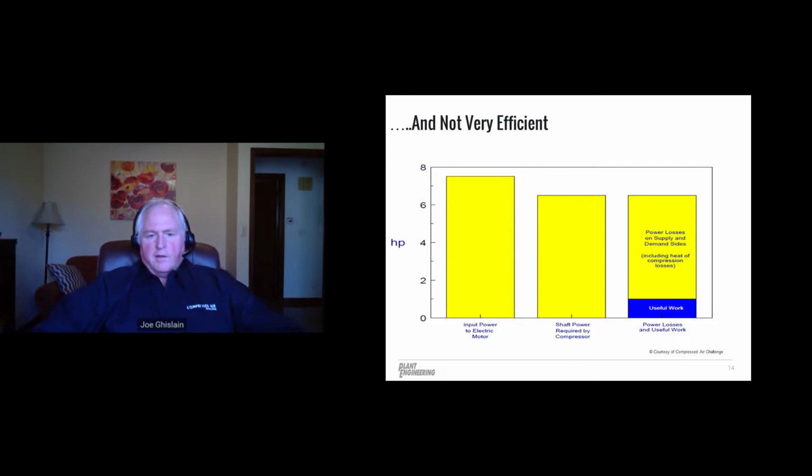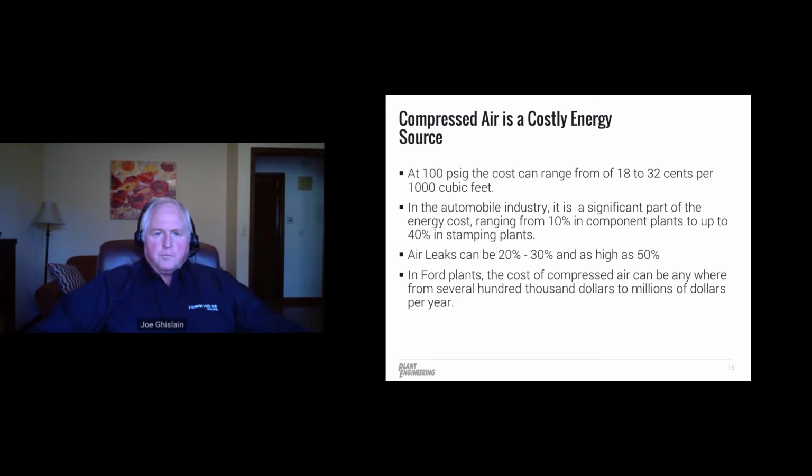A lot of that is losses from the first to the second bar, which go into electrical losses and distribution, but a larger part is in the actual demand side losses and heat of compression. A big chunk is in those losses you have in the system, so it can be very costly because of that.